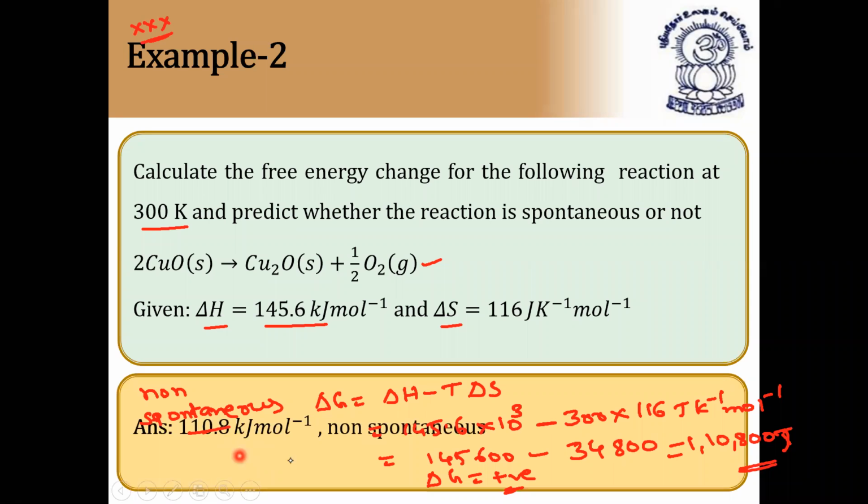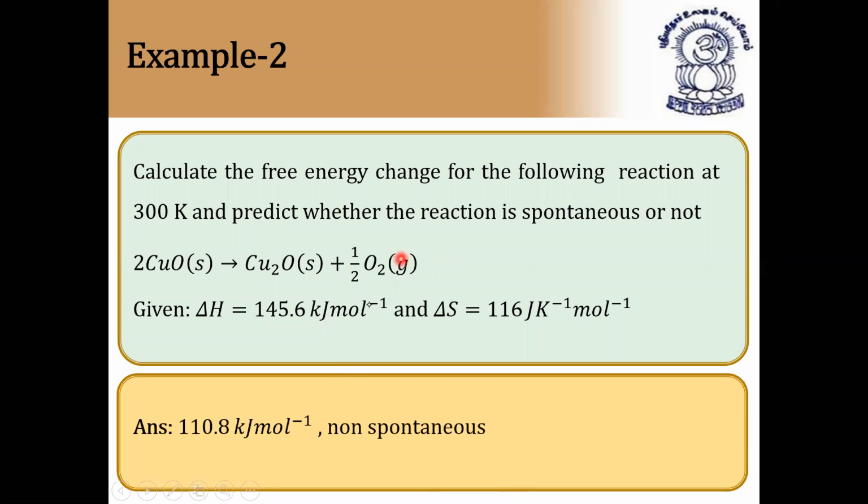So it is non-spontaneous, as I told you. 110.8 kilojoules, so 110,800 joules. Both are the same. So it is non-spontaneous. In this way, you have to check whether the reaction is spontaneous or non-spontaneous by taking the values of enthalpy change, entropy change and temperature. Easily we can find out the delta G value. Delta G is equal to delta H minus T delta S. I hope it is clear. Next question.